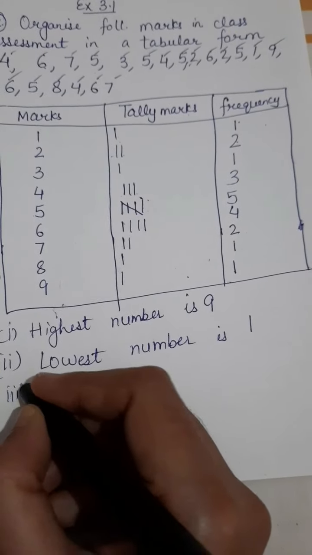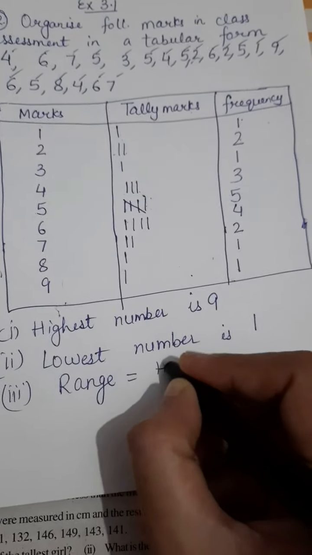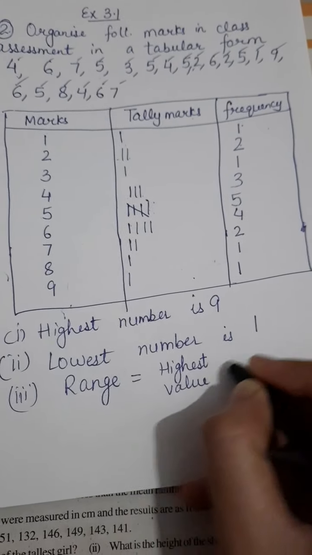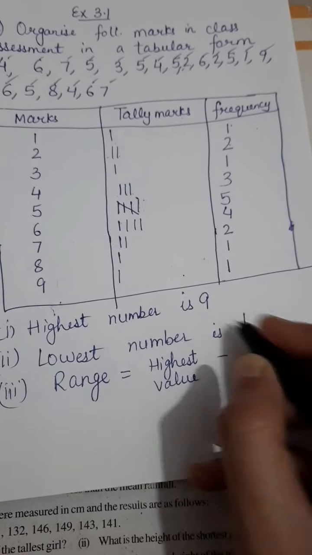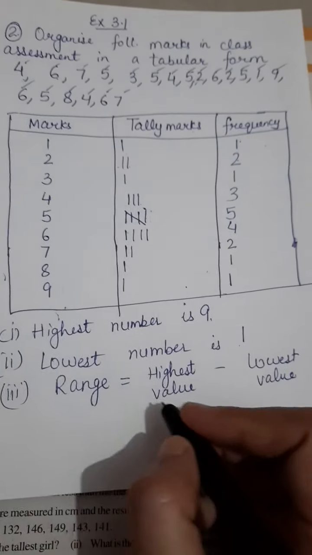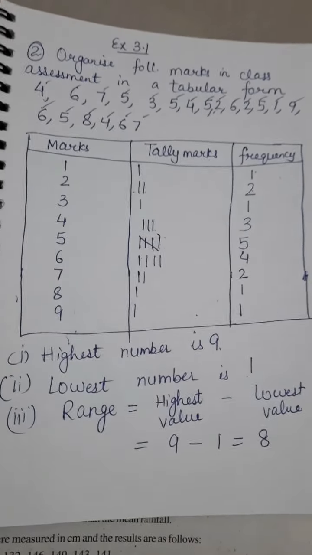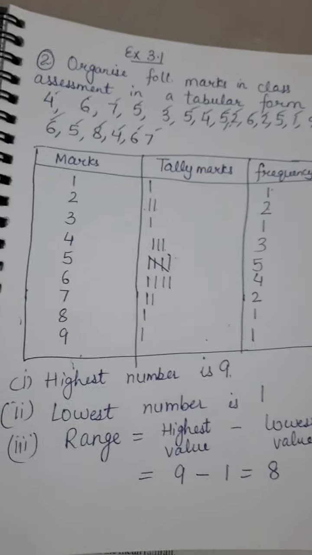Then they are asking us to find the range of the data. Range is highest value minus lowest value. Now the highest value is 9, the lowest value is 1. So our range is 9 minus 1 equals 8. So this is how we can solve these questions.